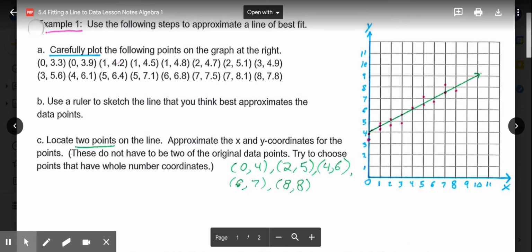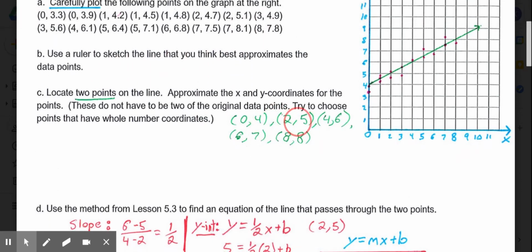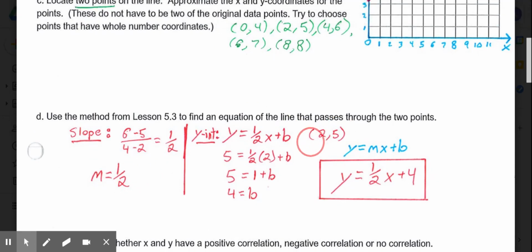So we took all the random data points for this scatter plot, drew our line of best fit, picked 2 points off that line, and then we figured out the slope and the y-intercept to write our equation.